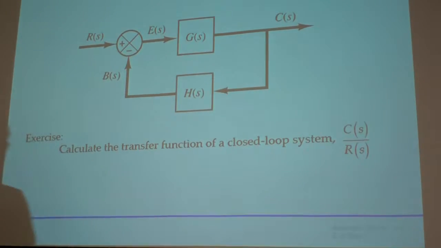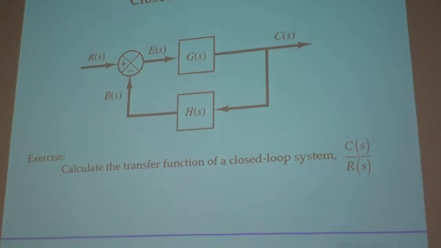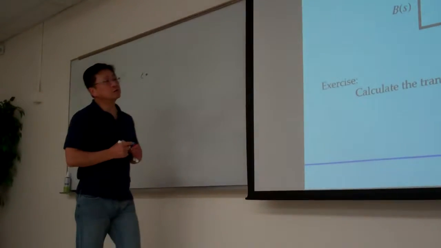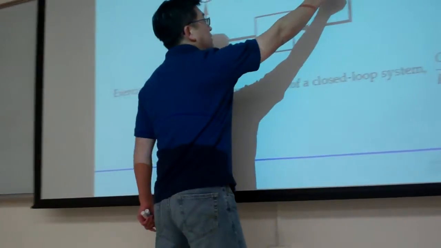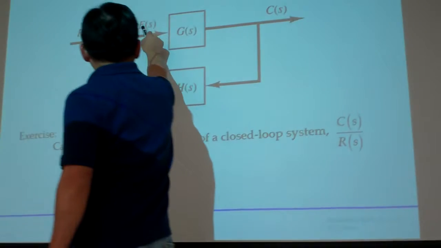So for this case, we can see, using the same technique, so G, again, we read from the output, and step by step, C equal to G times E.